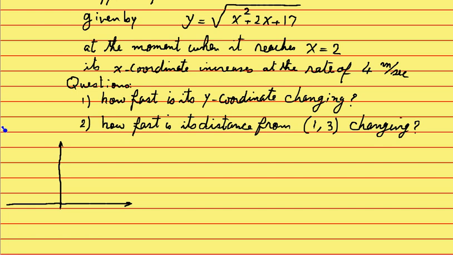Okay, here's a curve. It's a hyperbola. It comes down here, turns up, and goes. The particle we are interested in is sitting somewhere here, perhaps when x is equal to 2. Let's see, when x is equal to 2, what is y? I put x in my formula: 2 squared plus 2 times 2 plus 17, that makes 25, the square root of which is just 5. So this is the point with coordinates (2, 5).